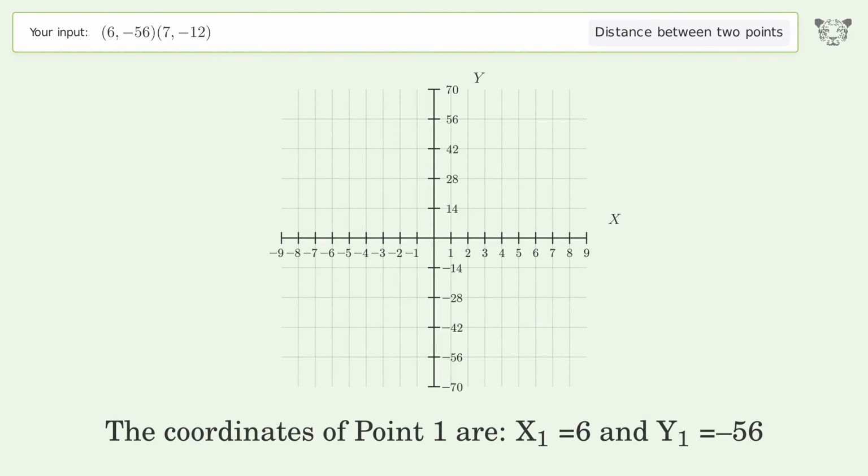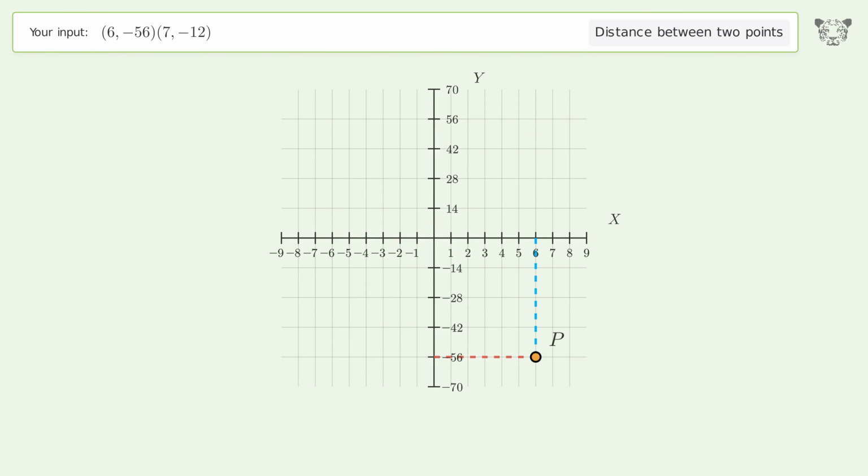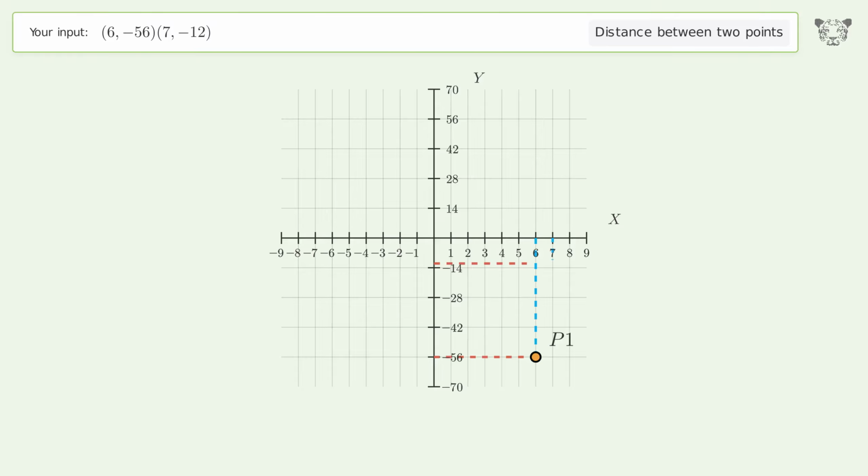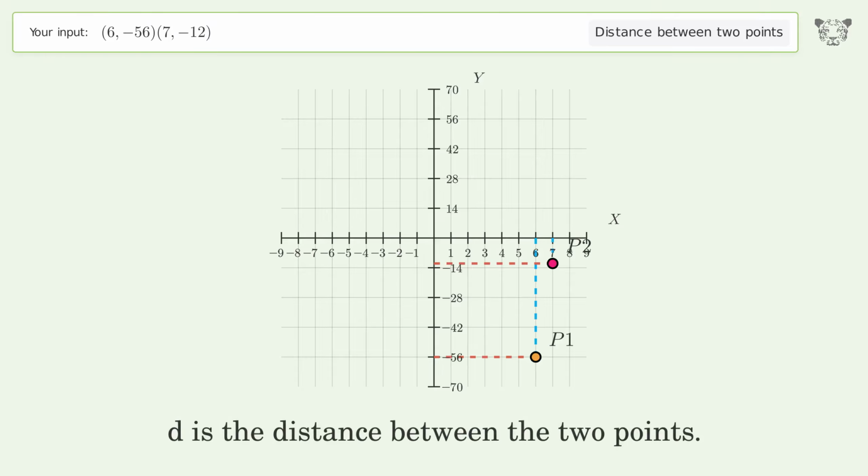The coordinates of point 1 are x1 equals 6 and y1 equals -56. The coordinates of point 2 are x2 equals 7 and y2 equals -12. D is the distance between the 2 points.